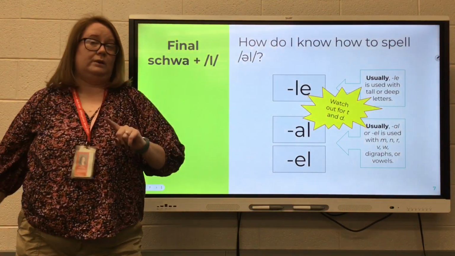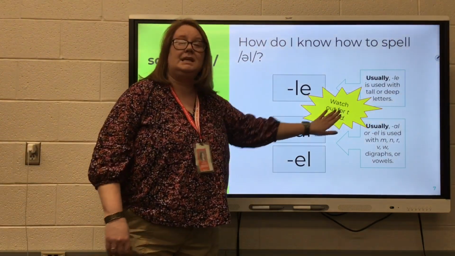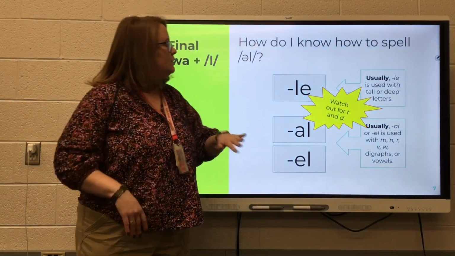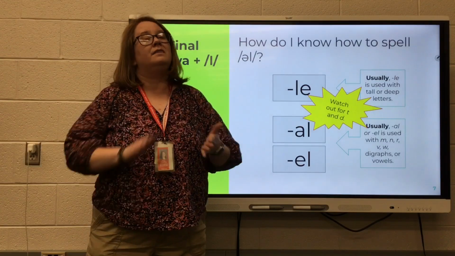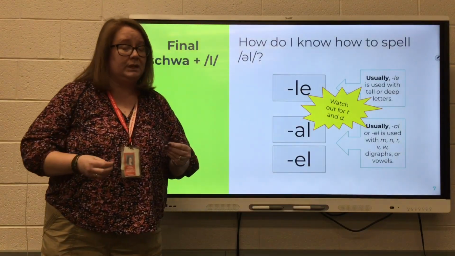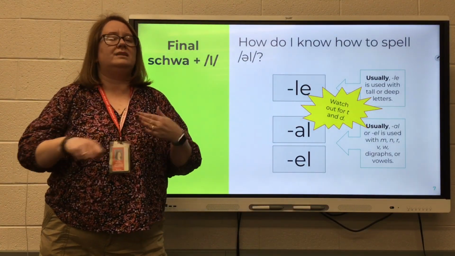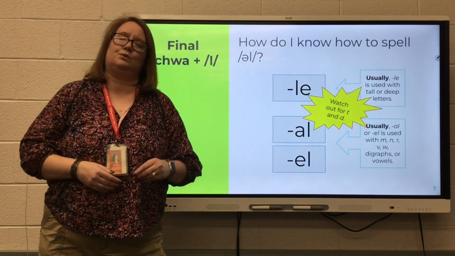However, I want to give you one warning. Watch out for T and D. For some reason, those 2 will sometimes switch back and forth between the spellings. The best thing to do would be to become familiar with your spelling options. Write those words out in different ways and see which one looks right to you.